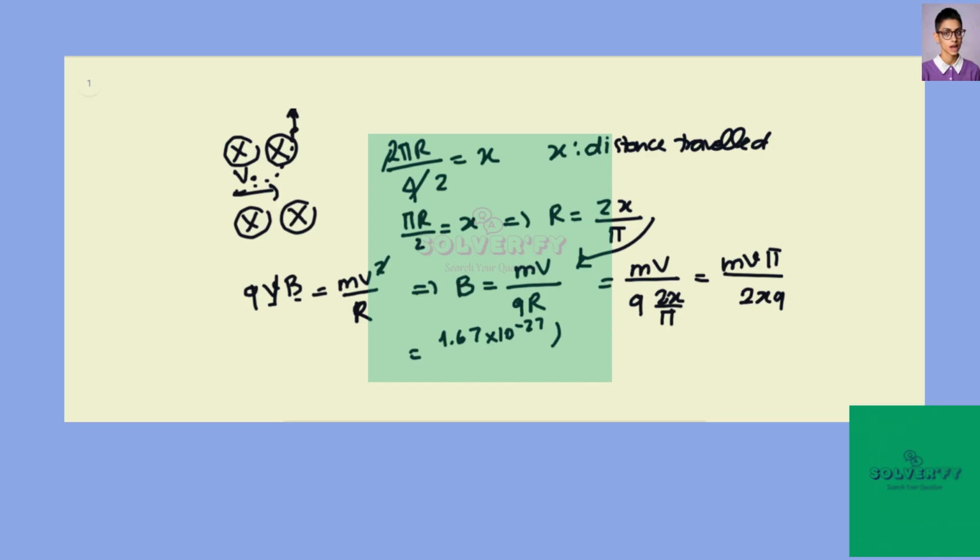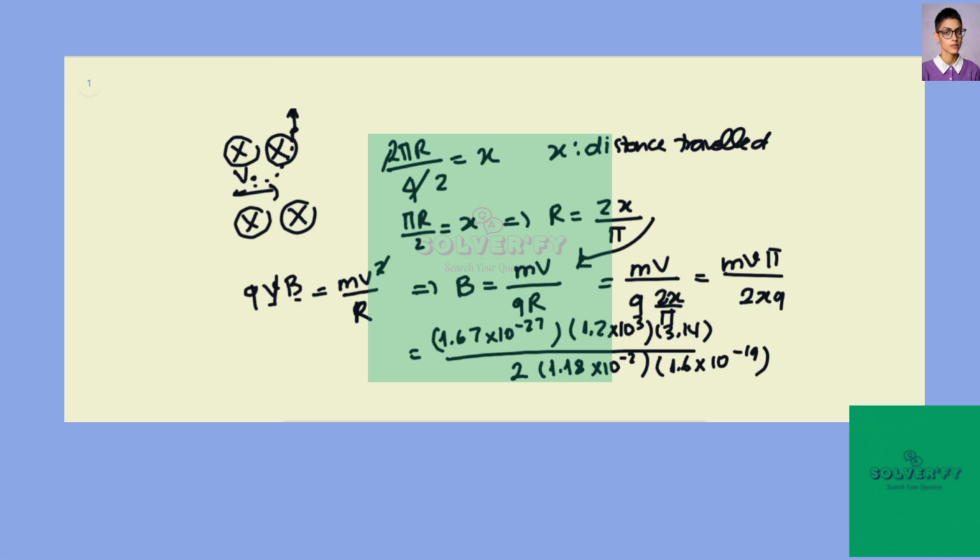If we plug in the values for the mass of the proton, we take 1.67 times 10 to the power negative 27 kilograms, times the speed, which is given to us as 1.2 kilometers per second. So we have to do the conversion to meters per second by multiplying by 10 to the power 3, times pi, 3.14, divided by 2 times the distance traveled. It's given to us as 1.18 centimeters, so we're converting that to meters as well. And we have the charge of a proton, 1.6 times 10 to the power negative 19.